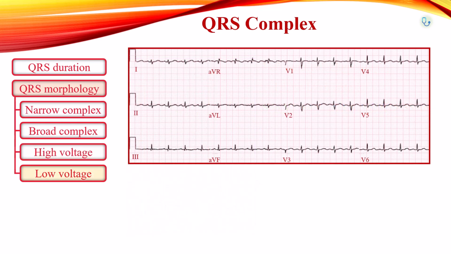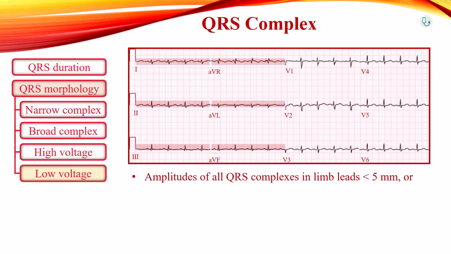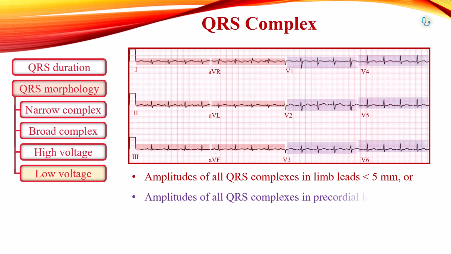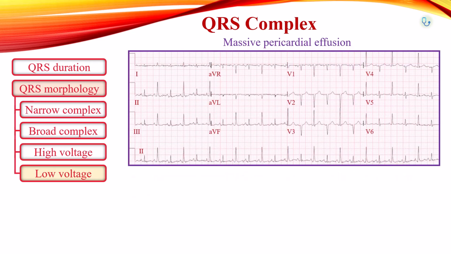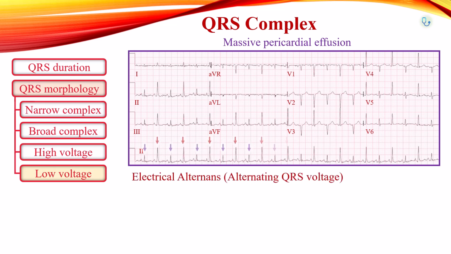The QRS complex is said to be low voltage, when the amplitudes of all QRS complexes in limb leads are shorter than 5 mm, or the amplitudes in precordial leads are shorter than 10 mm. The most important cause in low-voltage QRS complex is massive pericardial effusion, in which the alternating QRS voltage may be observed, due to the heart swinging back and forth within a large fluid-filled pericardium.